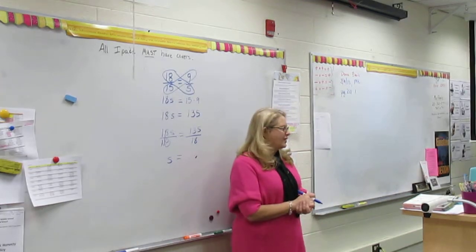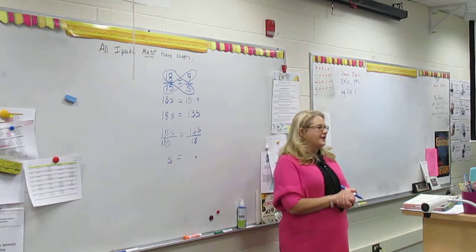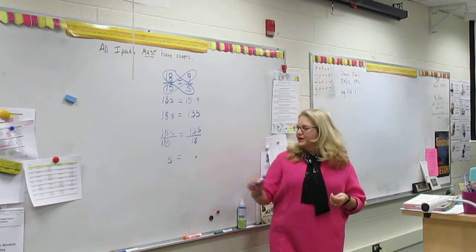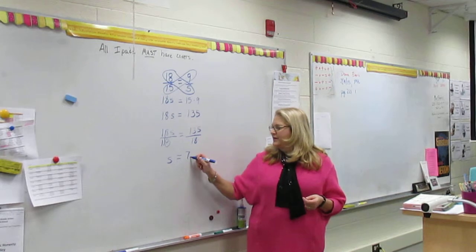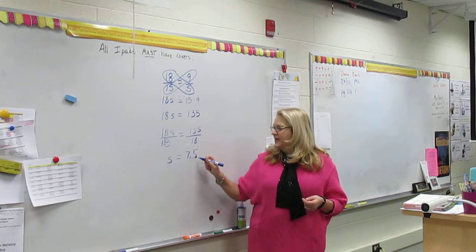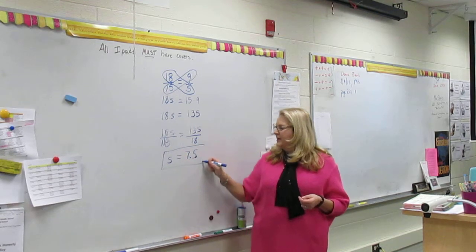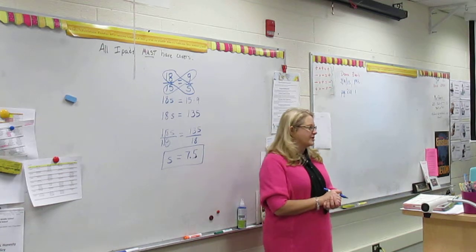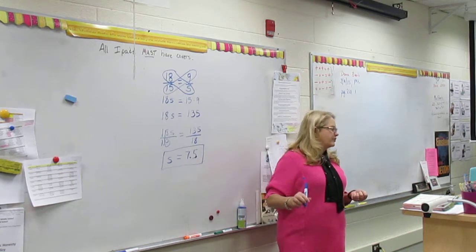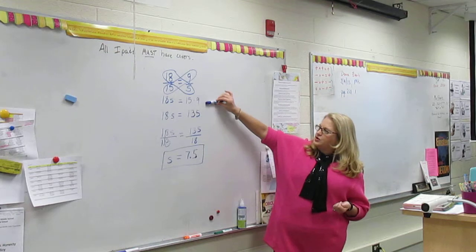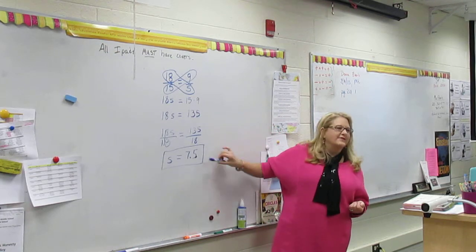And raise your hand when you have the answer for what 135 divided by 18 is. Dominic, what'd you get? 7.5. 7 and 5/10. And that will be our solution. So every proportion that you do for me today will have 1, 2, 3, 4, 5 steps.